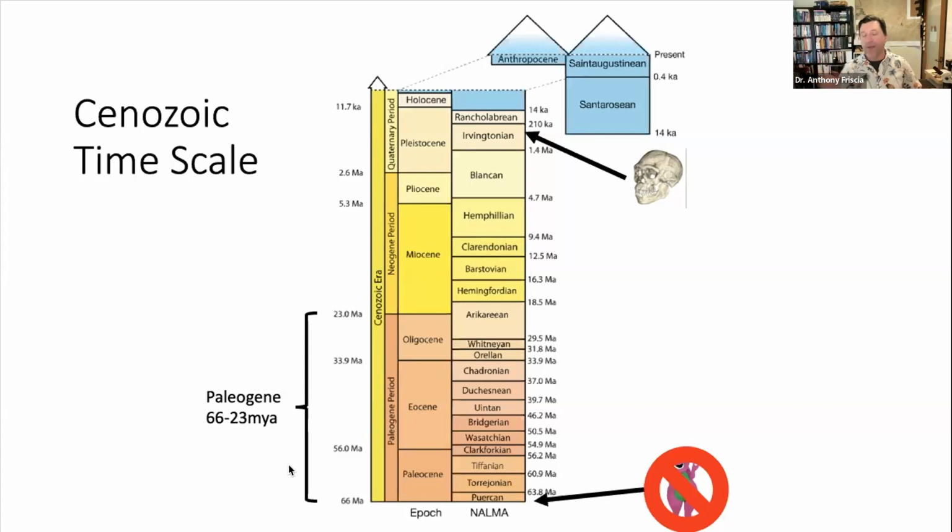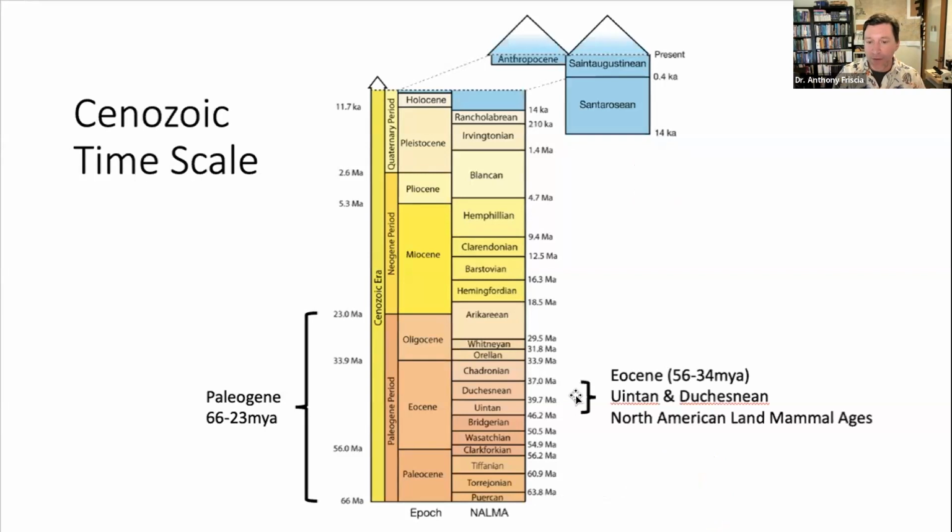So long before anything that looked like humans were around. And specifically for this part of the talk, I'm going to be talking about this little time period here in the middle of the Eocene, from about 34 to 56 million years ago. And this is part of what's called the Uinta and Duchesnean land mammal ages. And those names aren't particularly important. They're just a way that we divide up this time period.